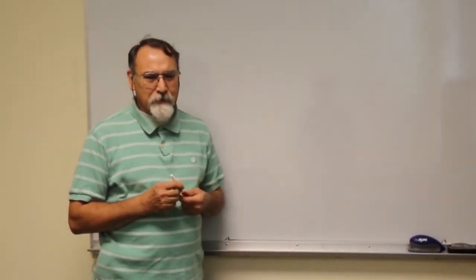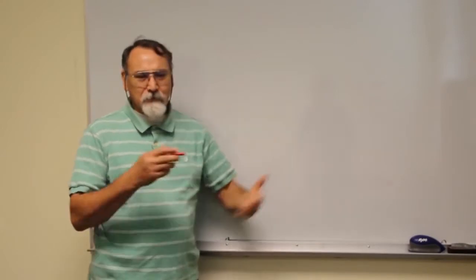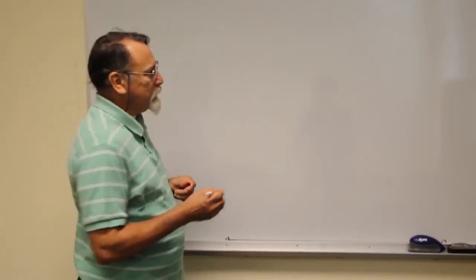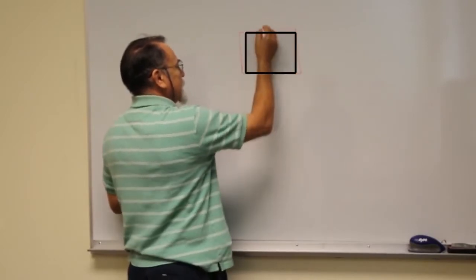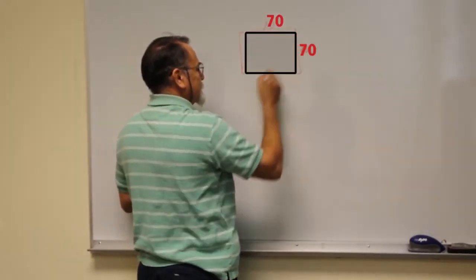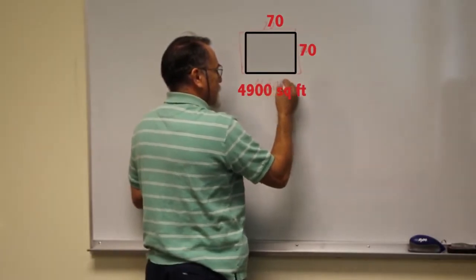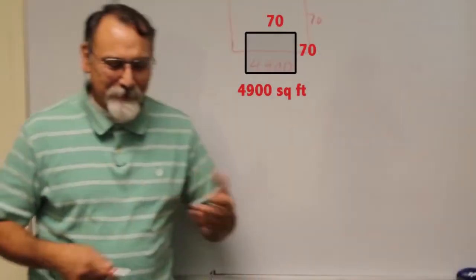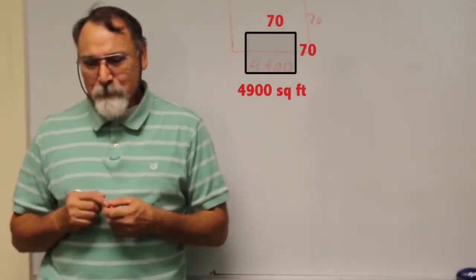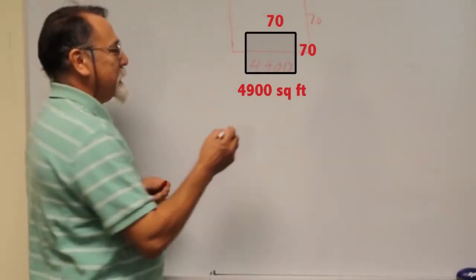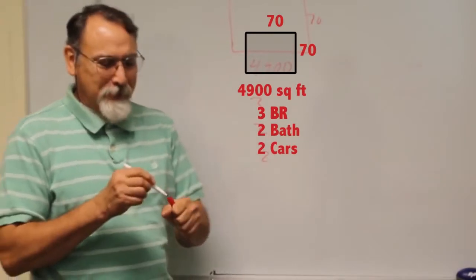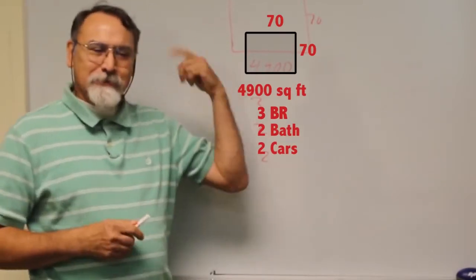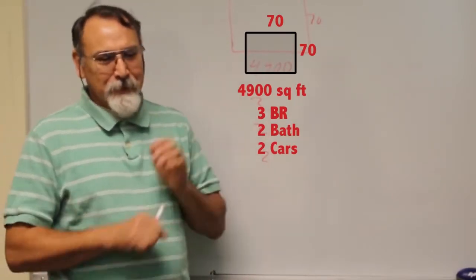And as the discussion goes on, you're visualizing a house that's 70 feet by 70 feet. Okay? And as you're talking to the customer, you're talking about a 3-bedroom, 2-bath, 2-car garage type scenario. So in your mind, you're saying, oh man, this is going to be a slam dunk. You're counting the dollar bills that you're going to make.